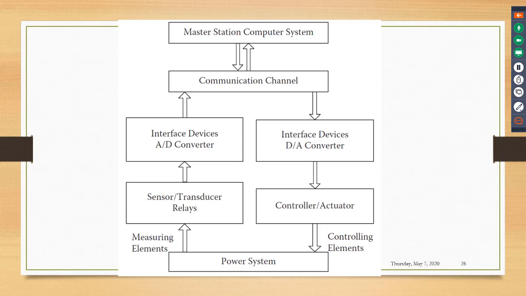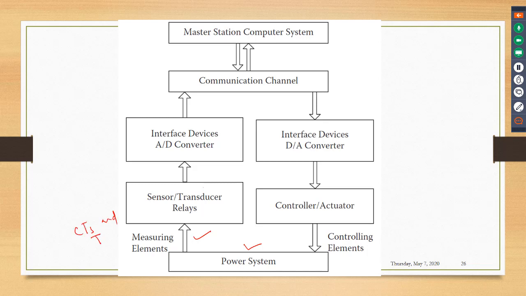Now we'll see how SCADA functions. In the case of SCADA, this is the power system field, where there are many equipments and many measuring equipments or sensors. They are called the measuring elements, and they are also called sensors or transducers. The measuring elements, like voltage transformers and current transformers, are called PTs and CTs.